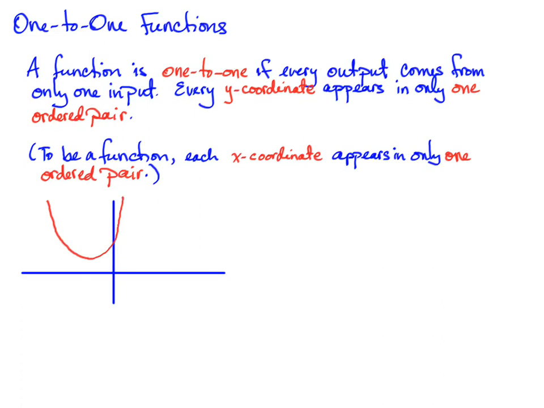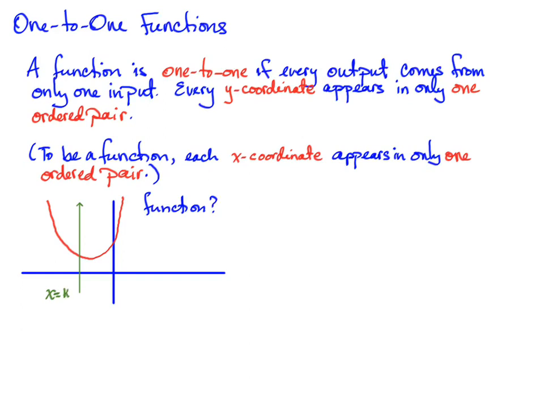So let's look at an example. Remember, the graph of a parabola represents a quadratic function. How do we know it's a function? Remember, we had a test. So if we draw a vertical line, remember the equation of a vertical line is something like x equals k.